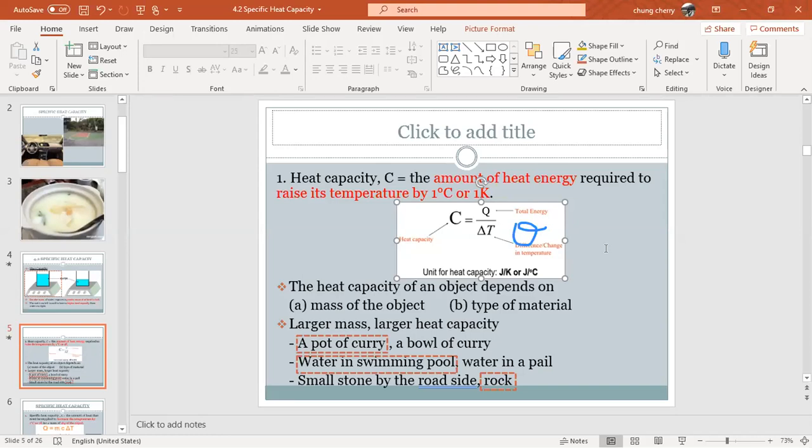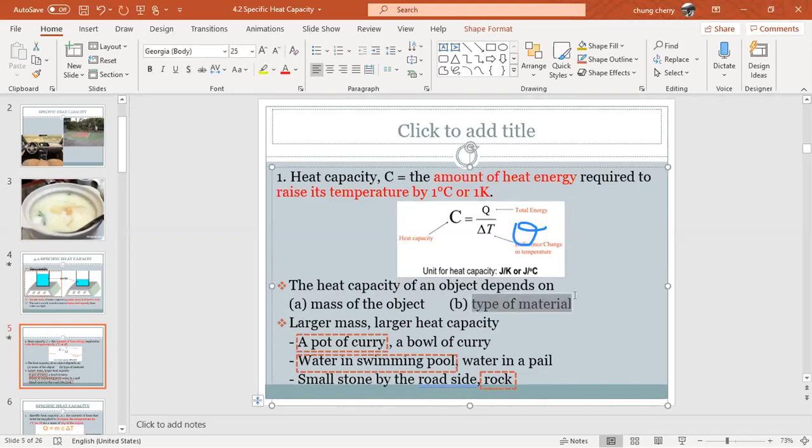Just now you have seen a greater mass and a smaller mass. A greater mass has a greater heat capacity. Why? Because it needs greater heat in order to raise the temperature by 1 degree Celsius. So the mass of the object is one of the factors affecting the heat capacity. The same goes for the type of material. If you were to use aluminium and plastic, which one do you think will heat up faster, aluminium or plastic?